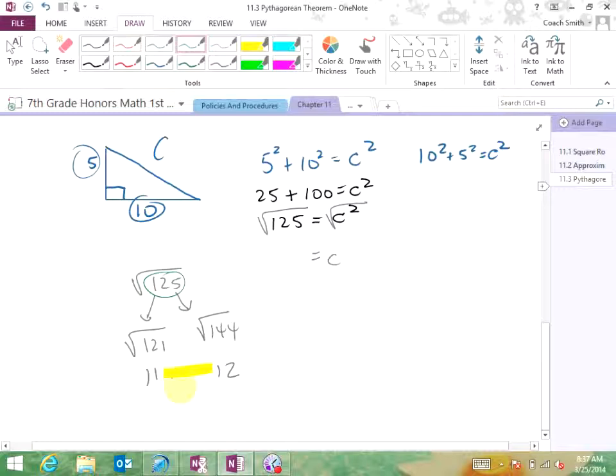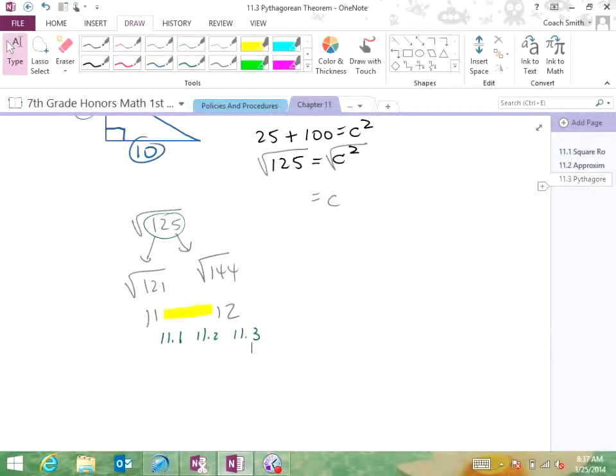So I want to look at 11.1, 11.2, and probably 11.3. Yep. Do what? You know the answer? Okay, we'll just hang on to it. Now, it's going to be one of those three, so I'm going to select the one in the middle. Then I can see where I'm at.